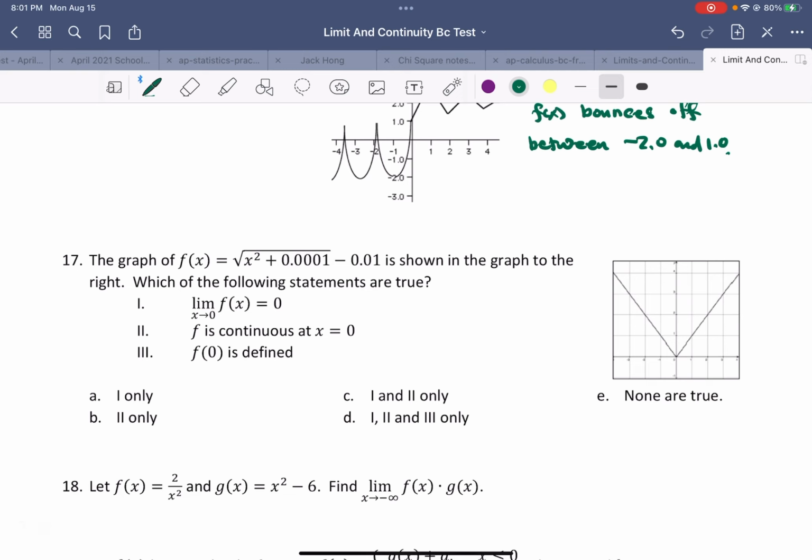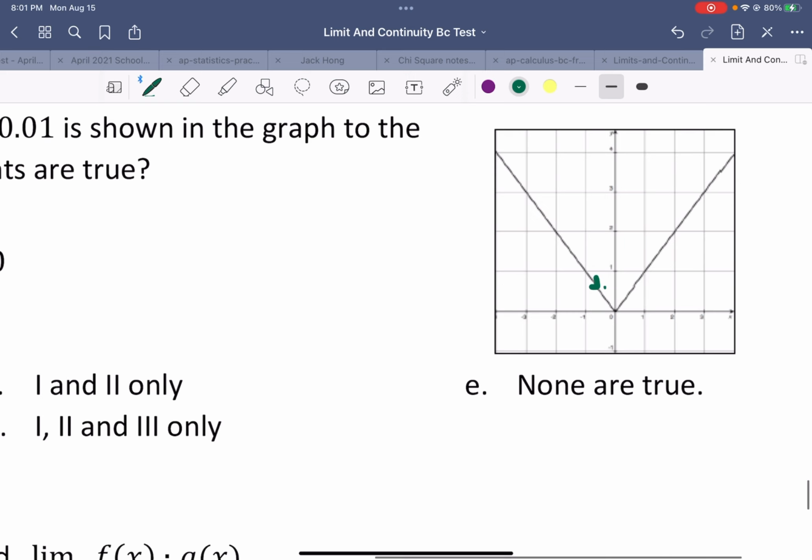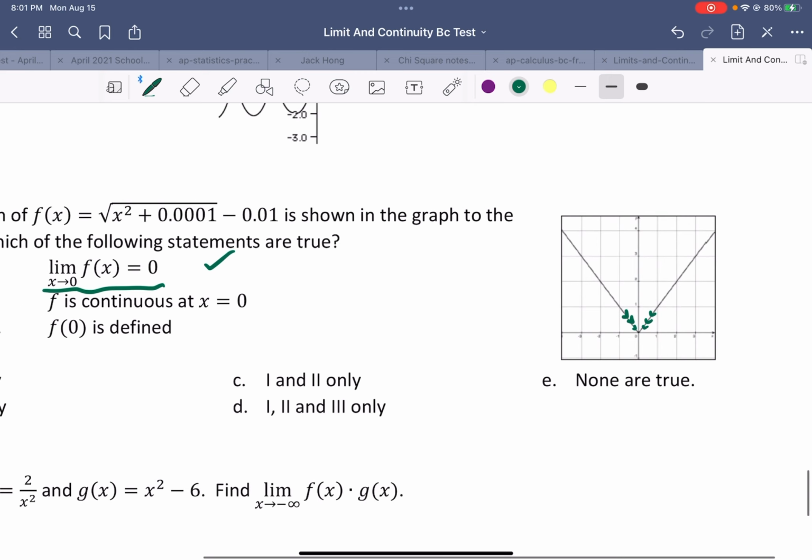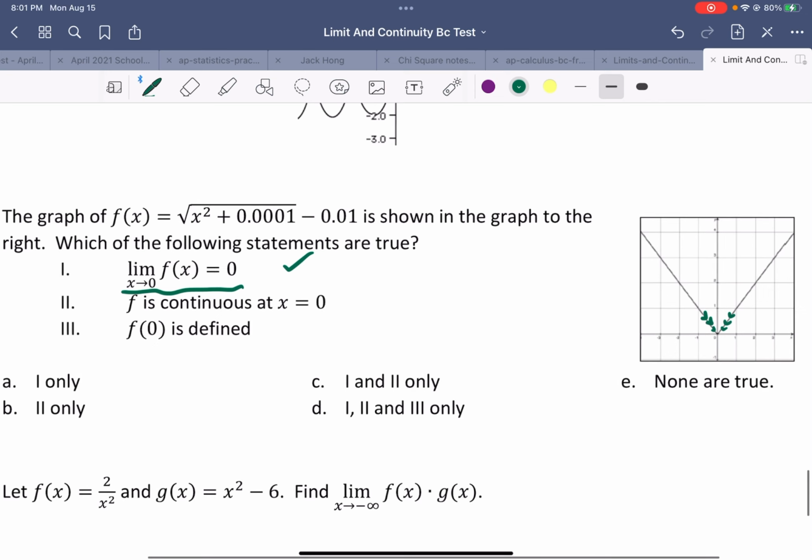Number 17. Based on that graph here, f of x is showing the graph to the right, and which of the following are true. So when x approaches 0, this is not a one-sided limit, so you have to check both sides. This one approaches 0, and this also approaches 0. So yes, the limit exists at 0. Very good. Now, f of 0, f is continuous.